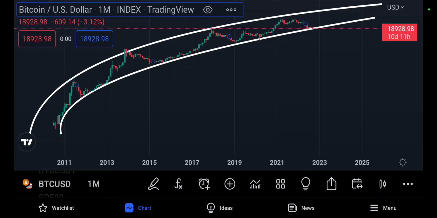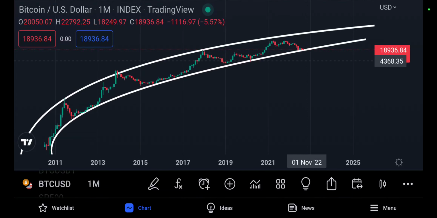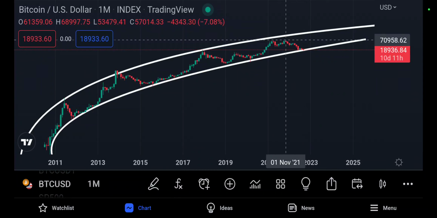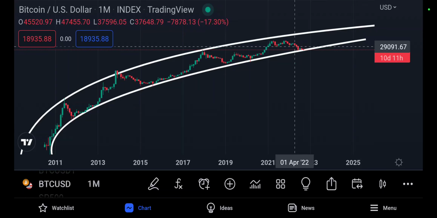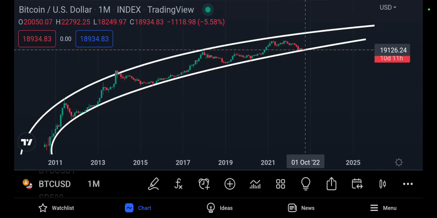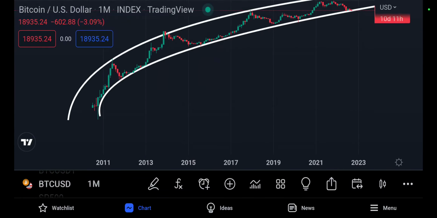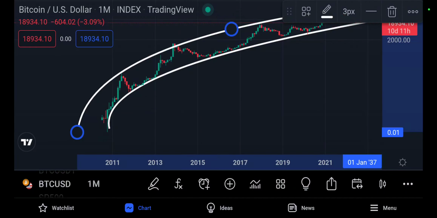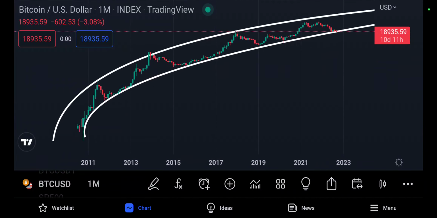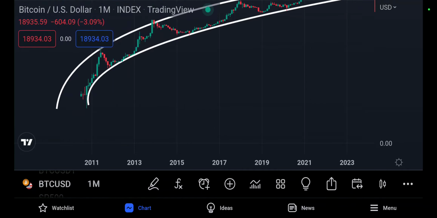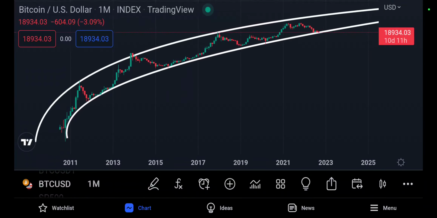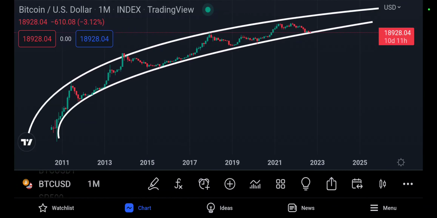We're looking at Bitcoin over USD. Current price for Bitcoin is 18,930. As you know, we came from a high of $69,000 and declined all the way down to where we're at now. Now, the white lines that I have at the top and the bottom, I tried to fit as perfectly as possible. And this is what we're left with.